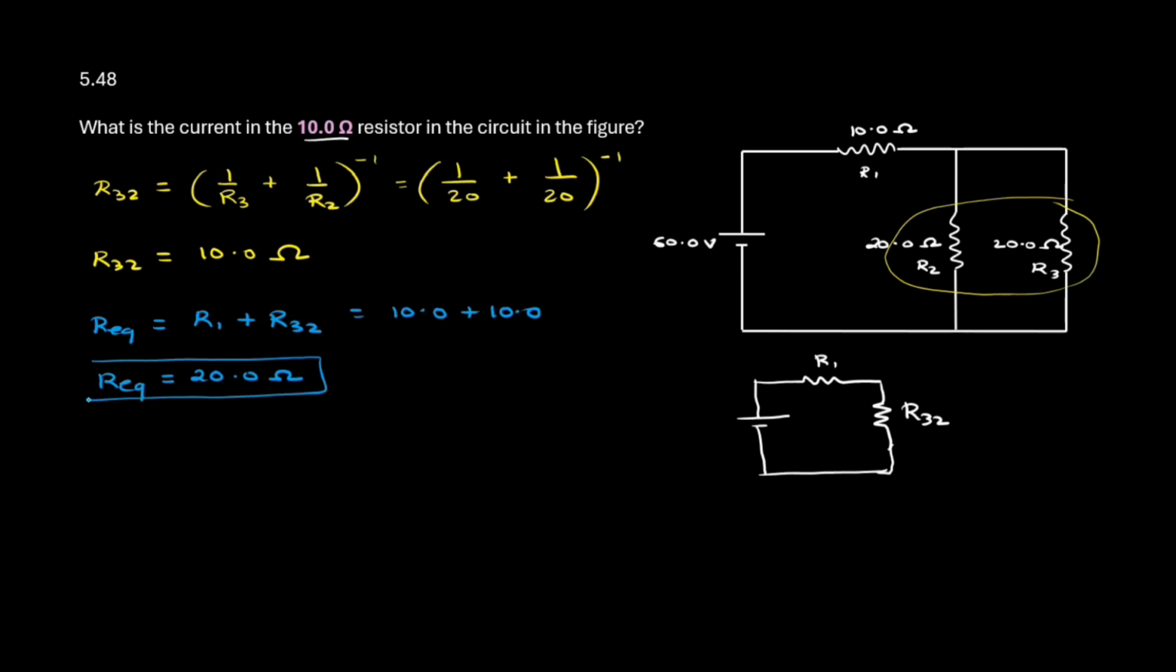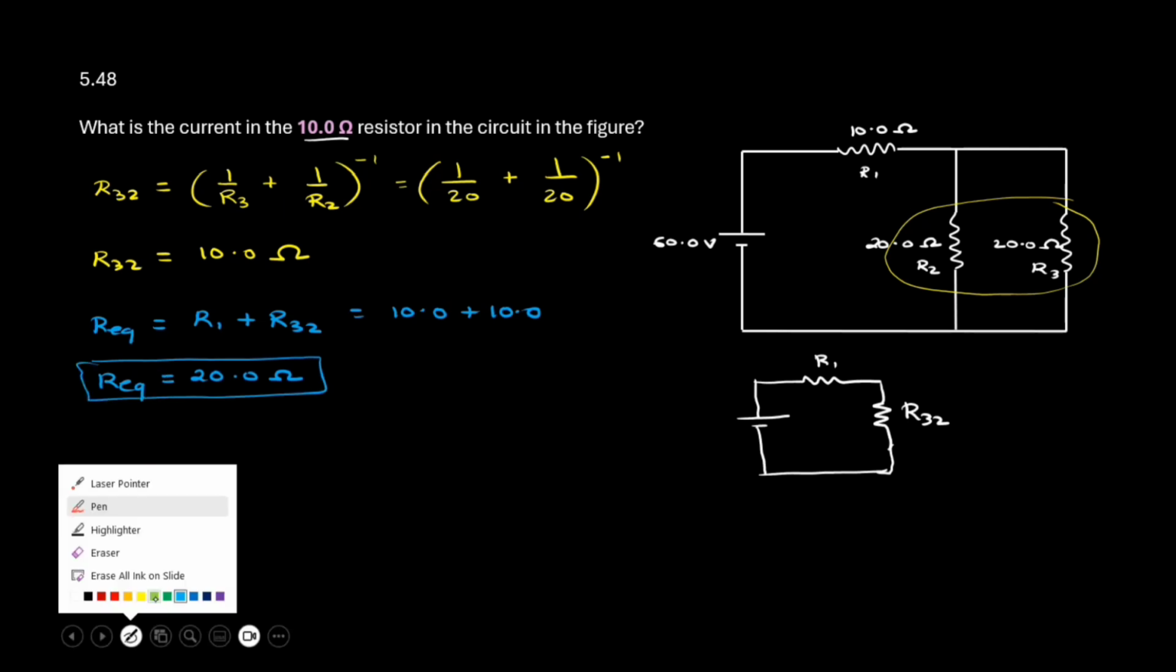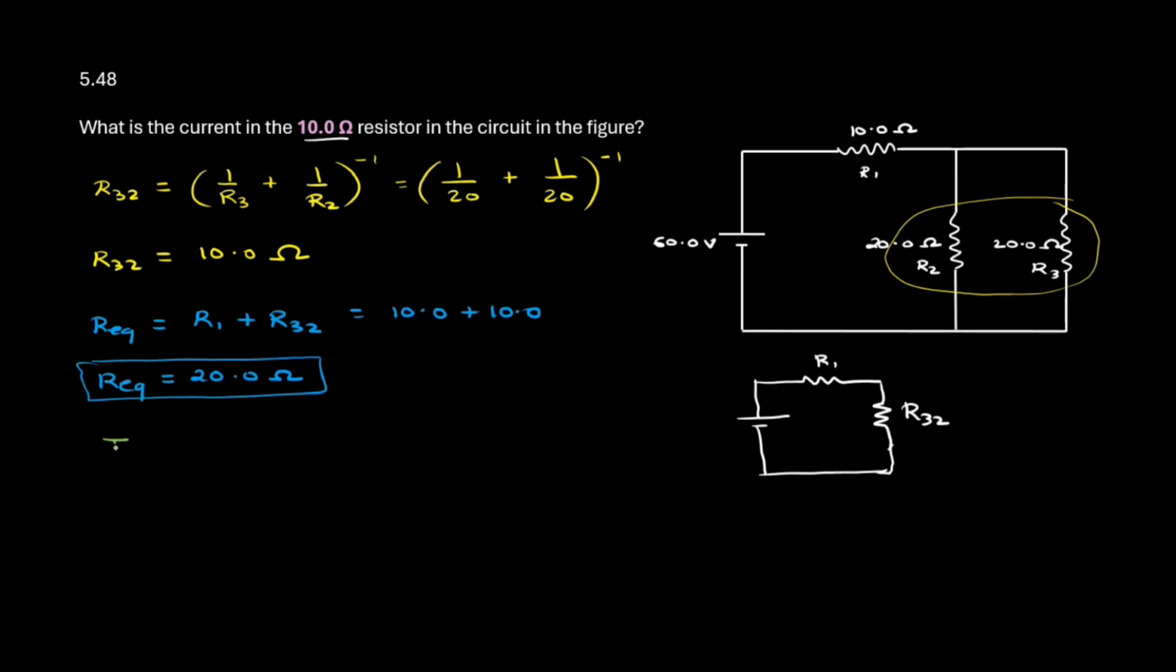Once we get the equivalent resistance, we will find total current. The total current I can be found by dividing the total potential difference V by the equivalent resistance R. So we get V as 60, R equivalent is 20. So total current through the circuit is 3 ampere.